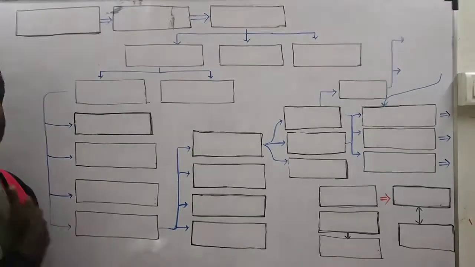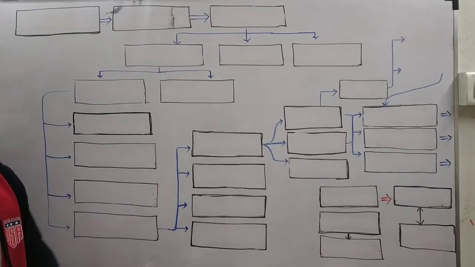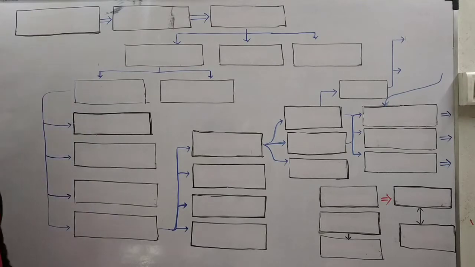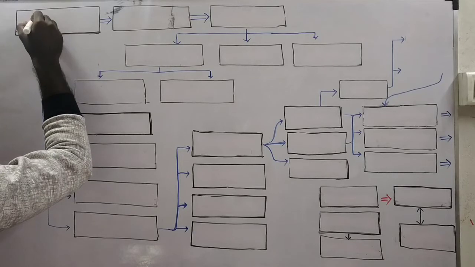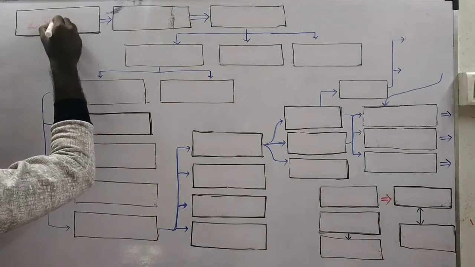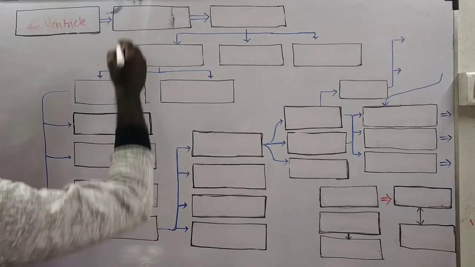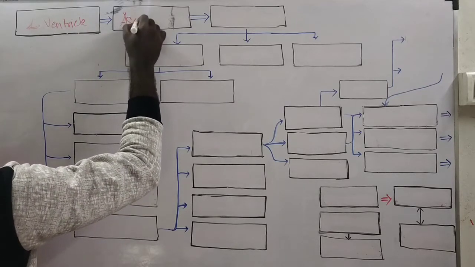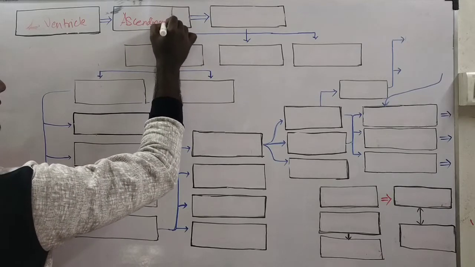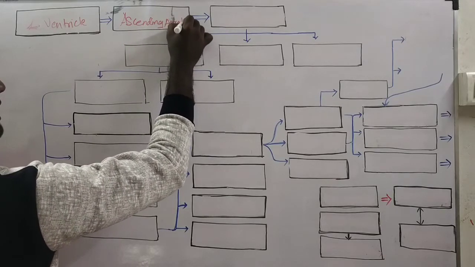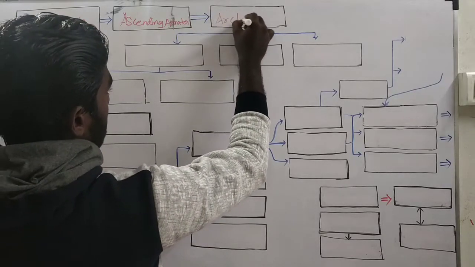Now we'll see the arteries of the upper limb, how the blood supply reaches the upper limb. Okay, only the upper limb we will see. So first it starts from the left ventricle, to the ascending aorta, ascending aorta to the arch of aorta.